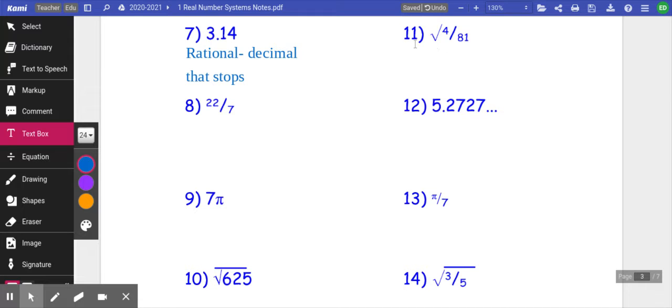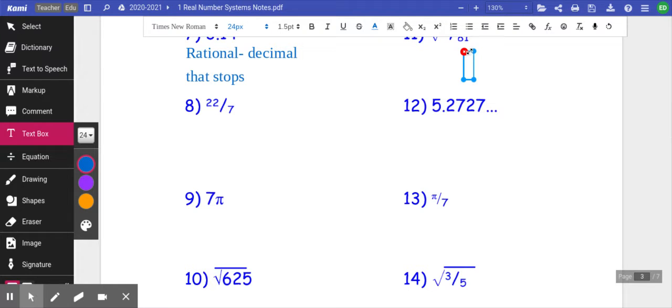Here I have the square root of 4 over 81. Oh, and I'm bouncing over to here, but that's okay. So we have the square root of 4 over 81. Again, I'm going to use my calculator here. I'm going to do the square root of 4, and then when we have that fraction, we can just use divide by 81 and hit enter. And we get 0.222222222222222. So that is a repeating decimal.